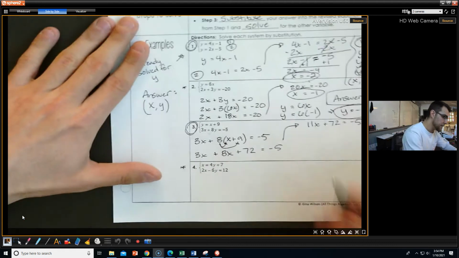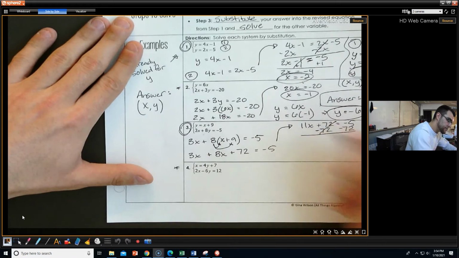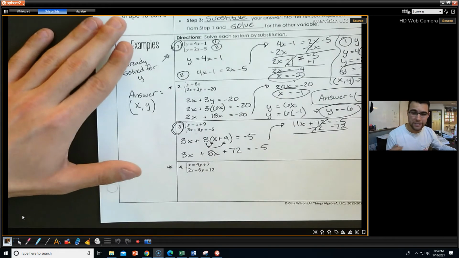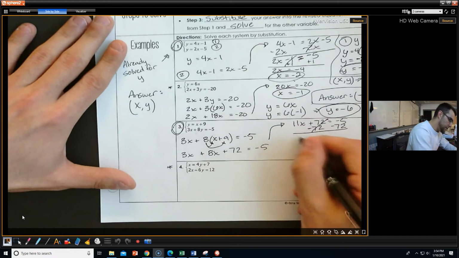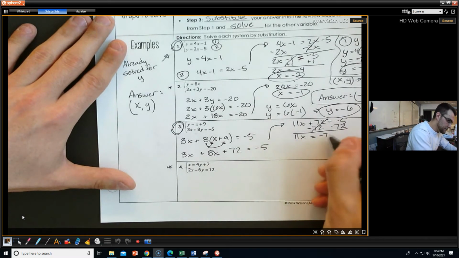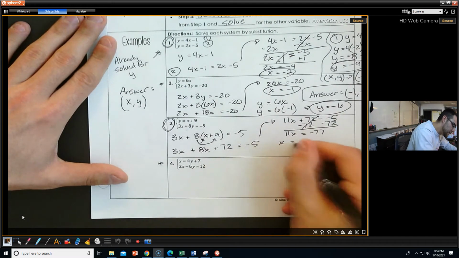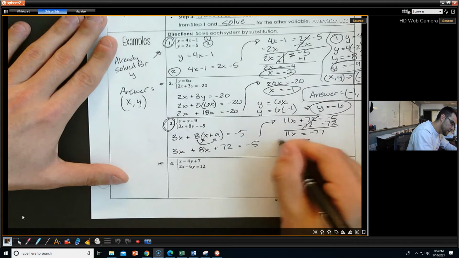Once again, if I subtract 72 first, and again, I should, it's the easier thing to get rid of, I'm going to be left with 11x equals -77. Divide both sides by 11. X is going to equal -7.